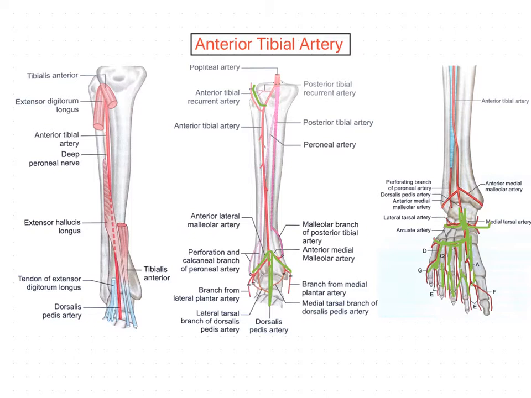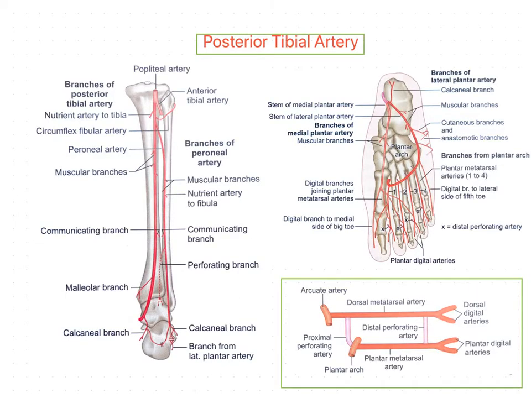Next we will move on to the posterior tibial artery. Here the posterior tibial artery gives a large branch called the peroneal artery. The branches of the peroneal artery are muscular branches to the peroneal muscles and a nutrient artery to the fibular bone. We can also see some communicating branches and perforating branches from the peroneal artery.